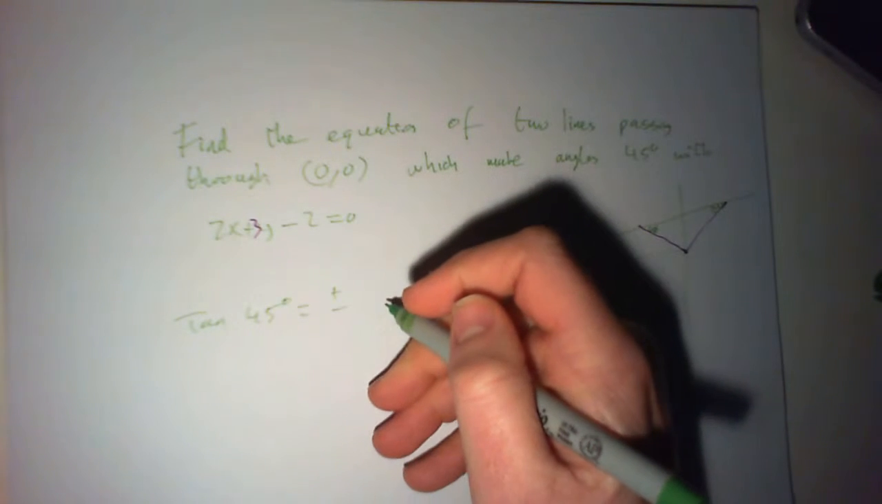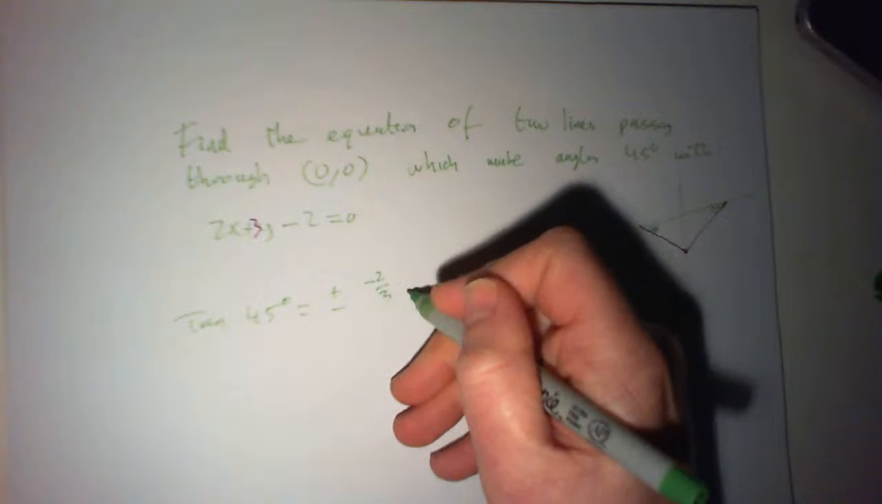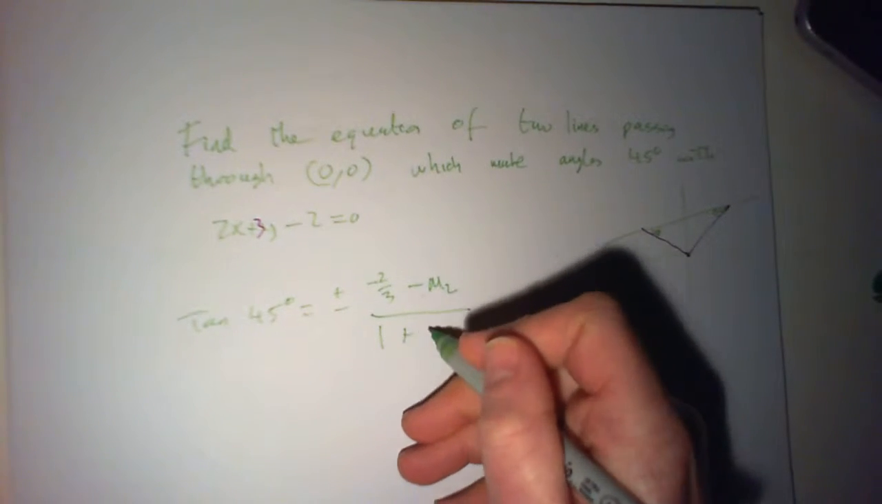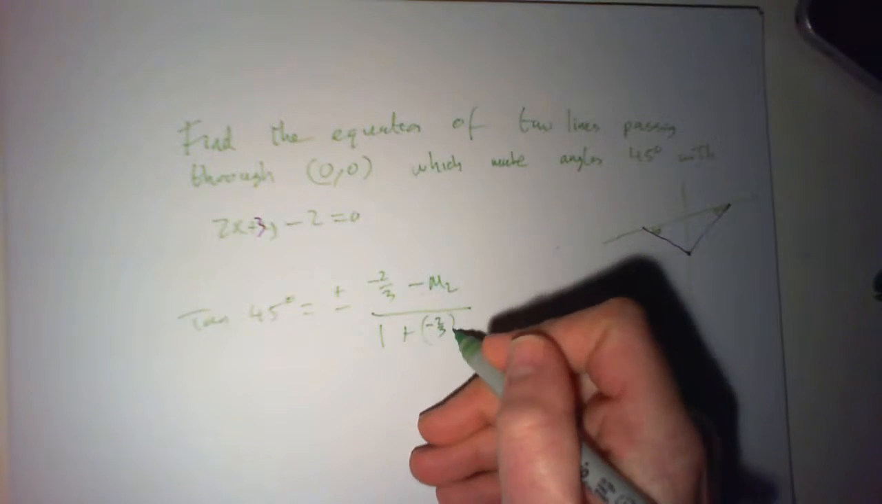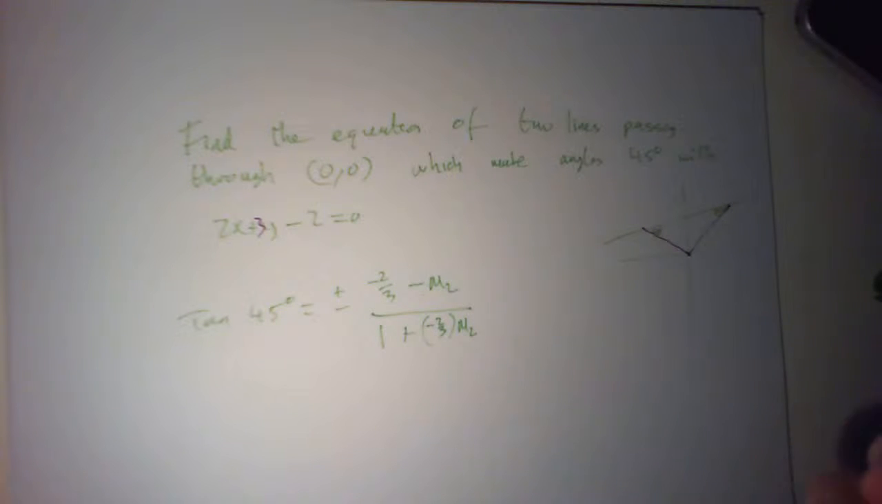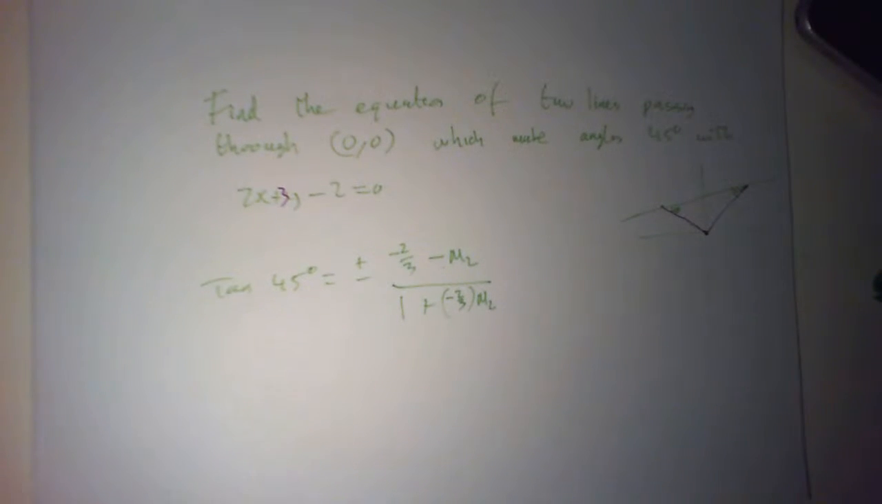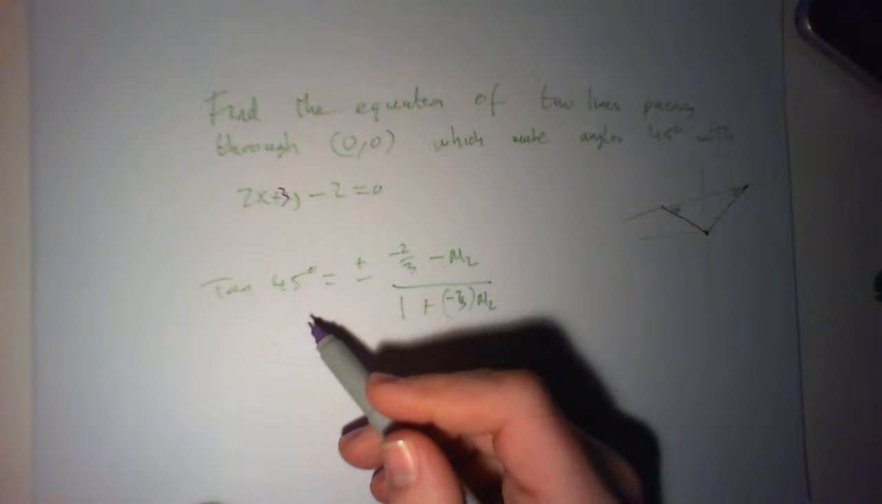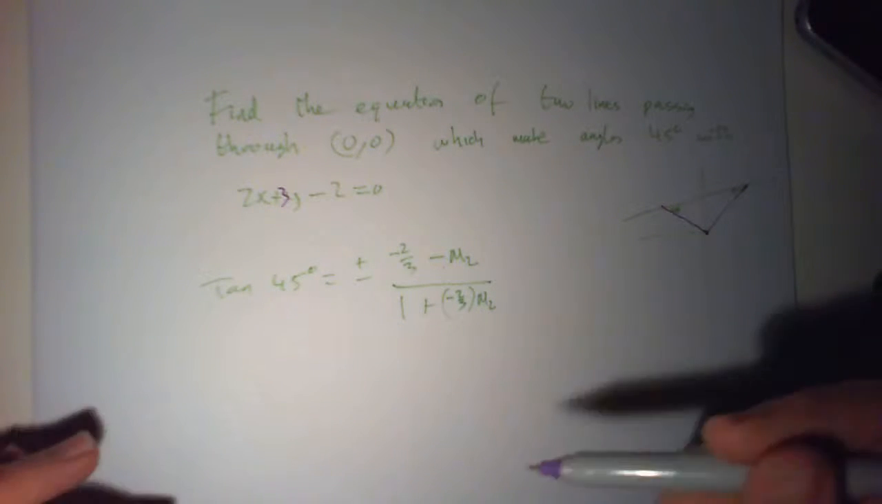So what are we looking at here? We've got minus 2/3 minus M2 over 1 plus minus 2/3 times M2. So we have everything apart from the M2s. Let's try and tidy this up a teensy weensy bit, as much as we possibly can, because it is a tough one. You can't argue on that one. It looks tough. It isn't tough, but it looks it. So let's start off with the easy stuff. Tan of 45 is 1.